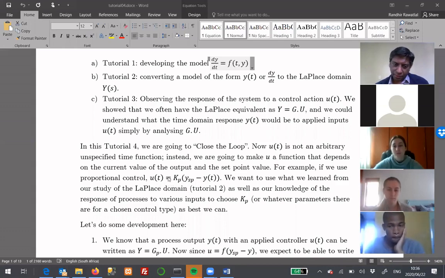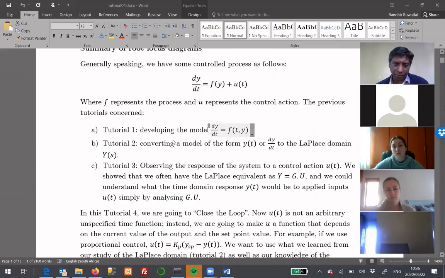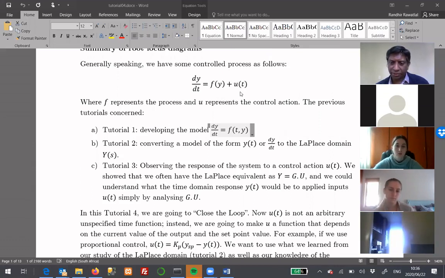And so our control action is proportional to how far away we are from the set point. Okay, so that's what we are trying to do now. We are going to close the loop. So before this was an unspecified time function, we are now going to specify this in terms of the intended control action.